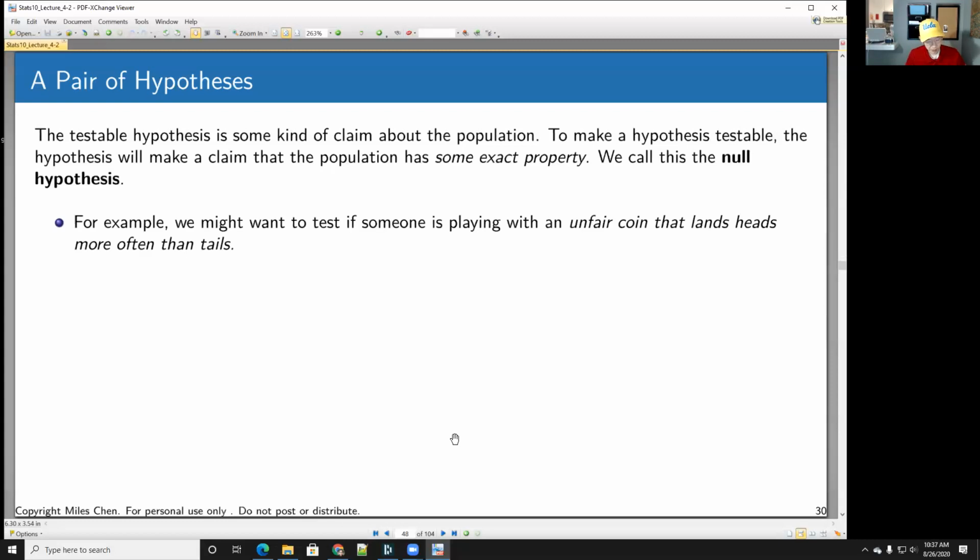For example, we might have a question and want to know if someone is playing with an unfair coin, that maybe it lands heads more often than tails.